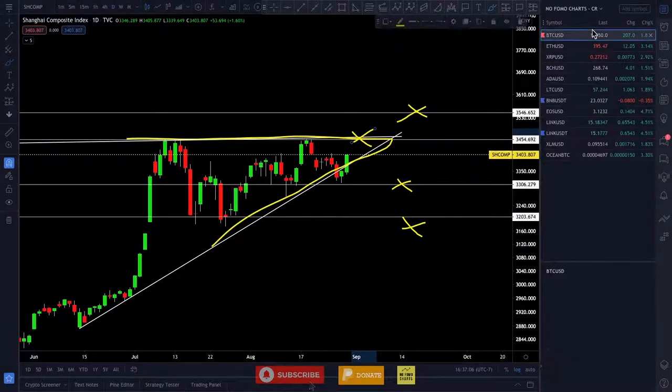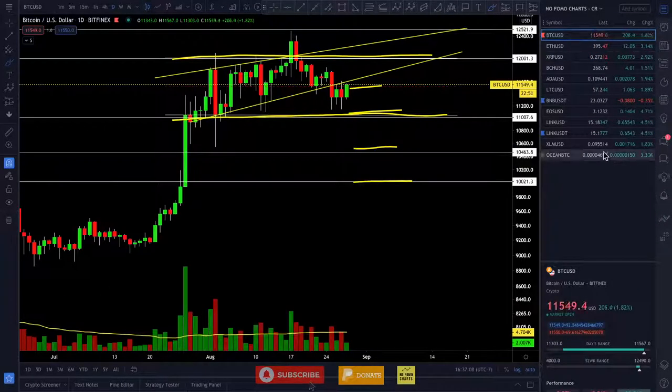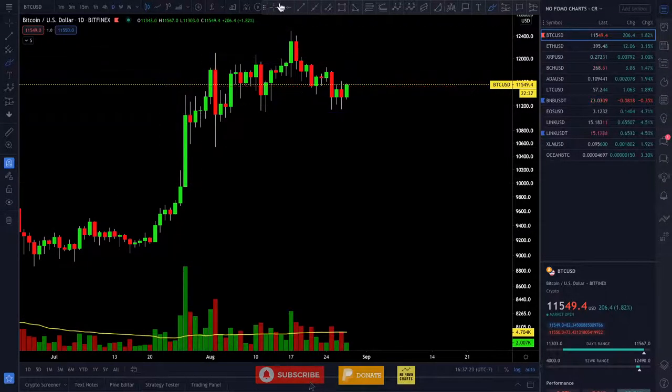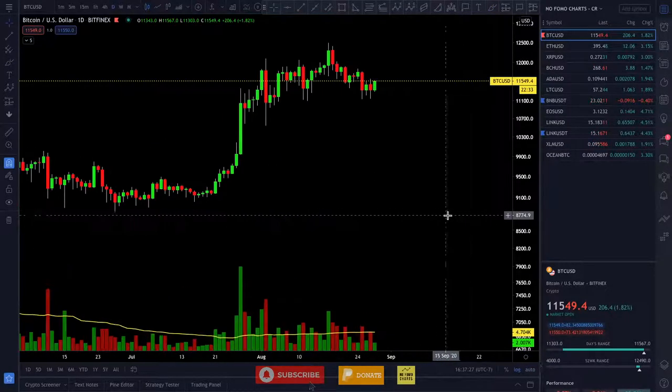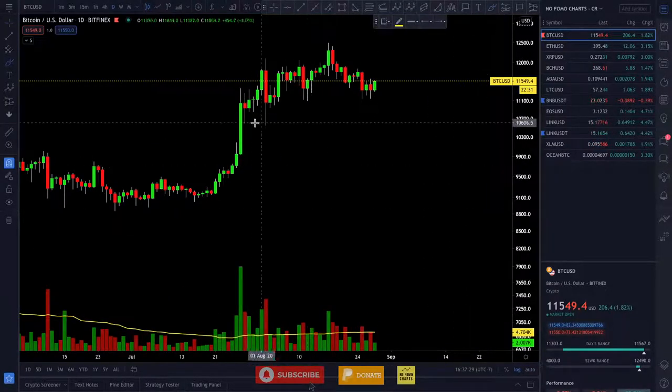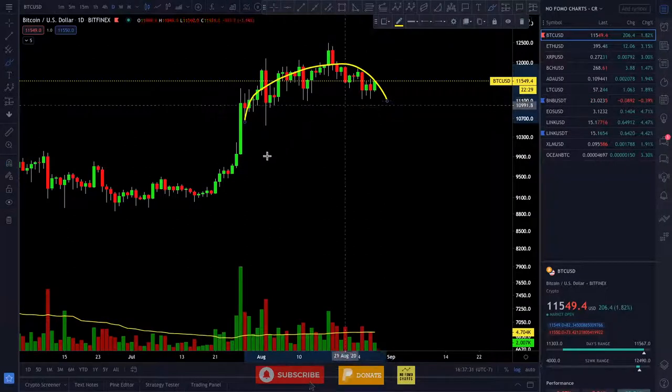Here we go, Bitcoin. One person who was asking questions last time wanted to look at Link, XLM, Oceans. We'll put them at the bottom right here. Let's go rapid fire through these right now. Okay, so the issue with Bitcoin right now, if you just erase everything and we're on Bitfinex One Day Exchange, Bitcoin, US dollar, BTC, is, again, a little bit of a folding over, losing momentum action.